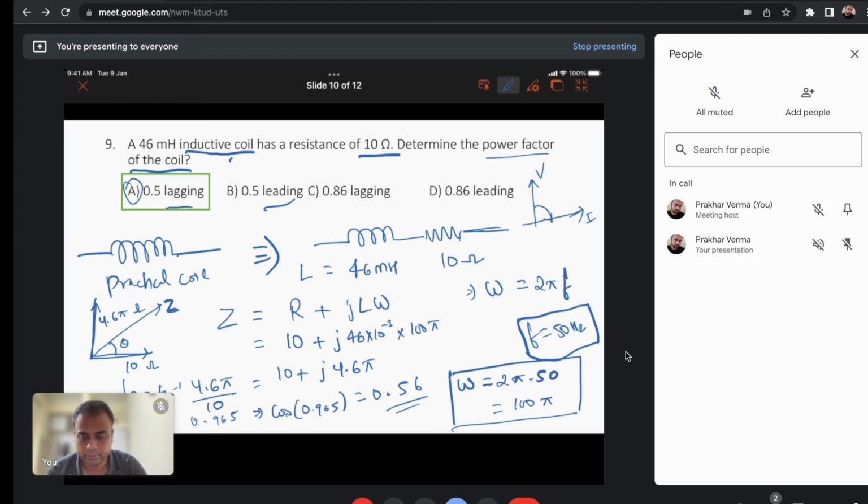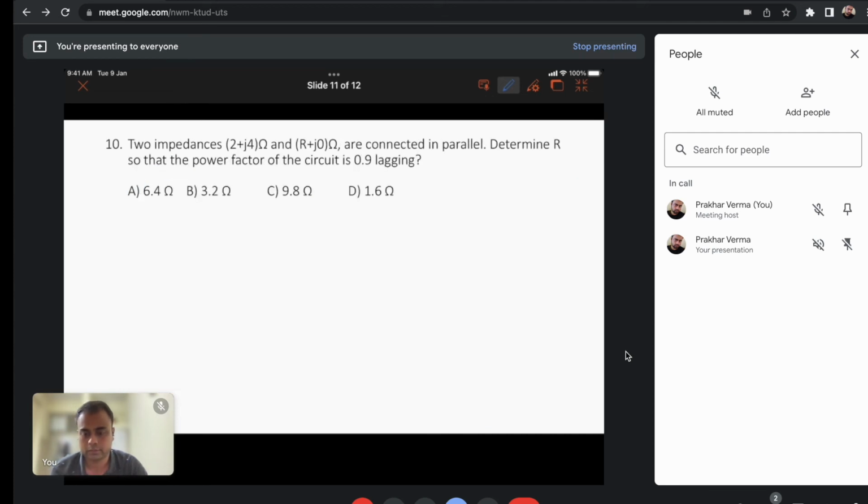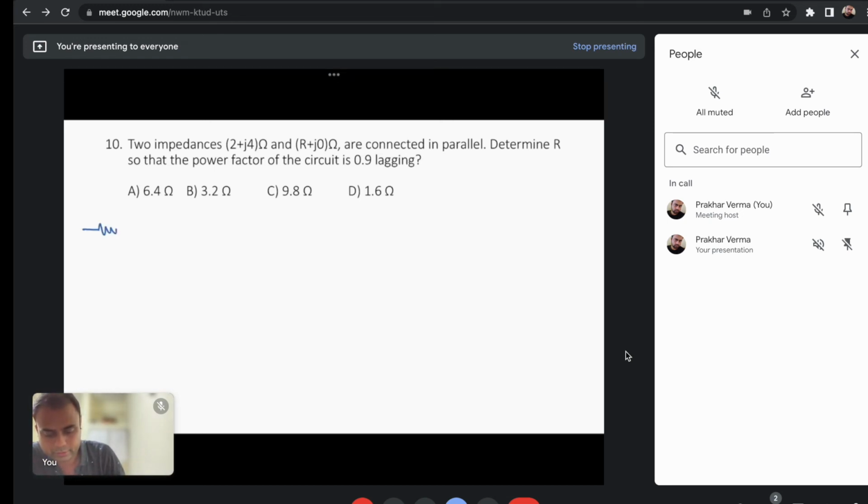So finally, we'll be moving to our next question. That is question number 10. So this will be the last question. Again, we have two impedances. The first impedance is 2 plus j4. That is, we have a resistor as well as an inductor, 2 ohms and 4 ohms, connected in parallel to a resistor of R ohms. So determine R so that the power factor of the circuit is 0.9 lagging.